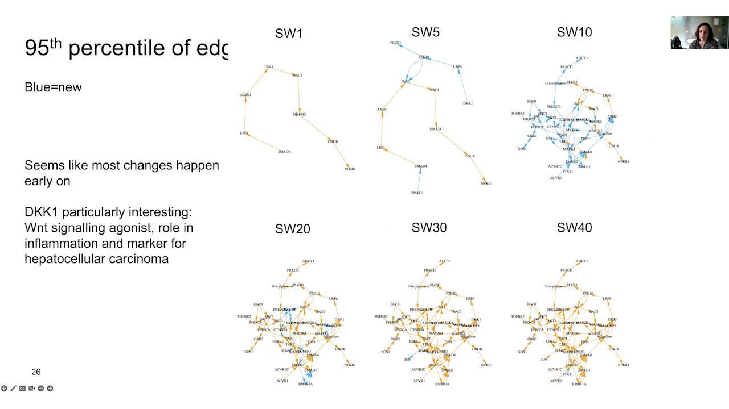And we can now go in and dig in and look at the individual genes and see which ones might be important or relevant to target. For example, this DKK1 arrives and links a whole new set of genes with this kind of module with the previous network that was there. And we know it's a Wnt signaling agonist, and it has a role in inflammation. And it is a marker for hepatocellular carcinoma. So it's something perhaps to look into. So this is kind of the way we generate these networks.